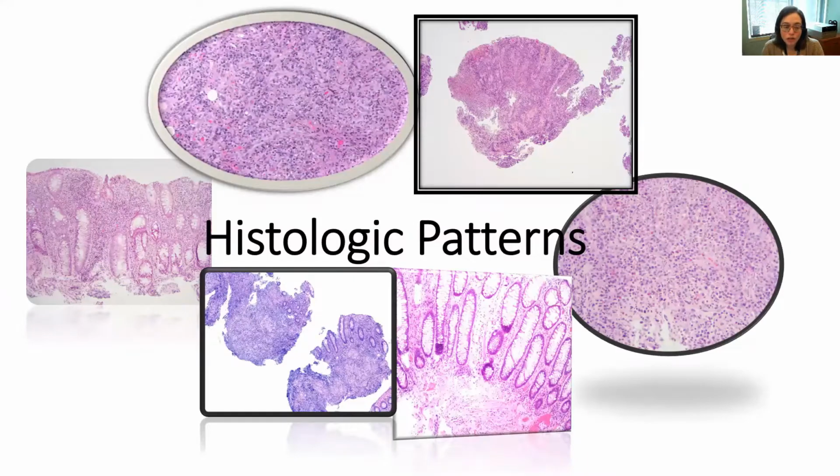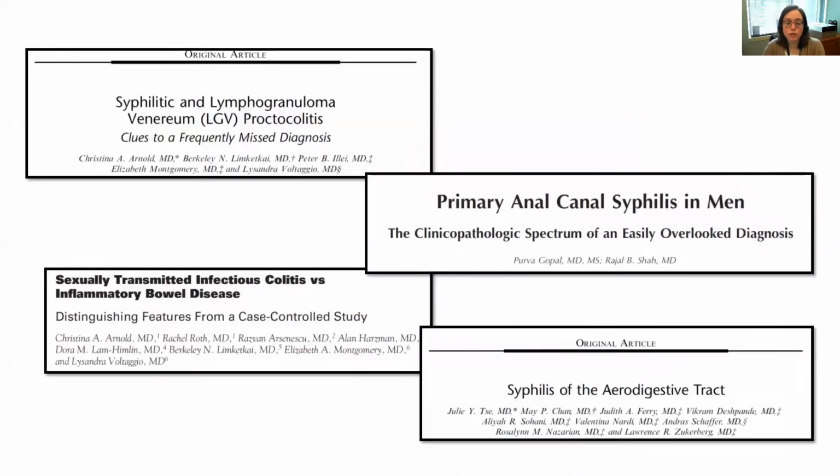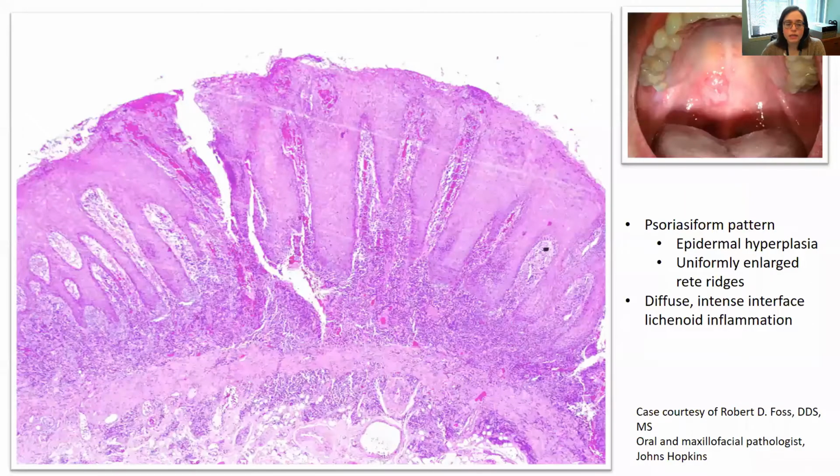Now, the histologic patterns that we see both in the oral mucosa and in the digestive tract can be variable. In 2013, we reported our experience with STI proctocolitis, and since then, colleagues at other institutions have described histologic patterns in the anal canal and perianal skin, and also in the upper aerodigestive tract. And this is an example of the case that I showed initially affecting the hard and soft palate, and the histology of how this lesion looked.